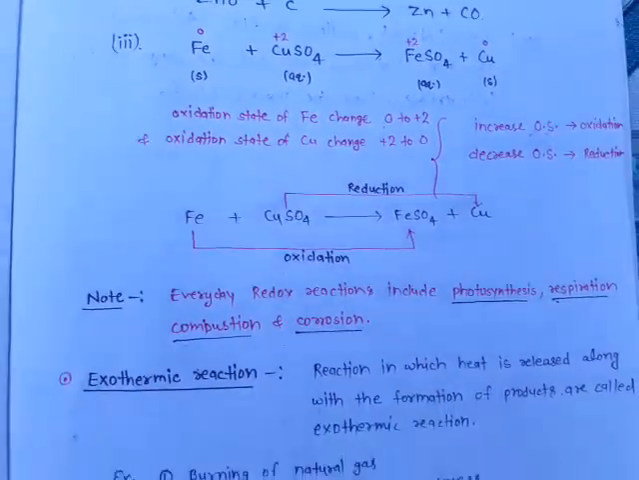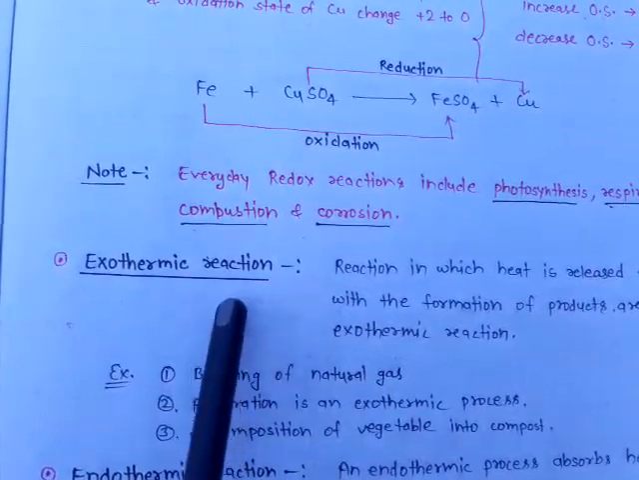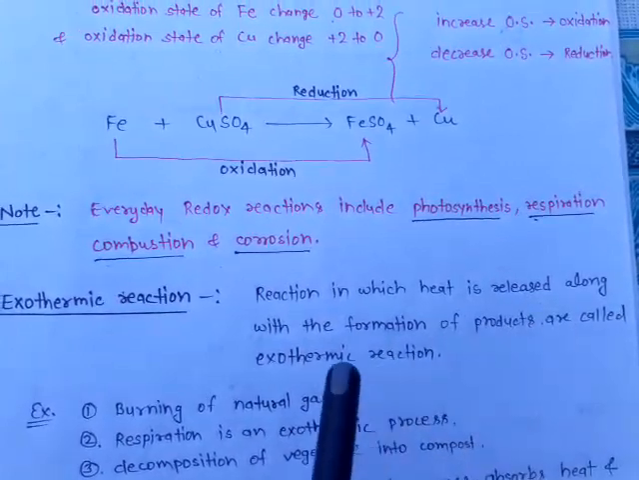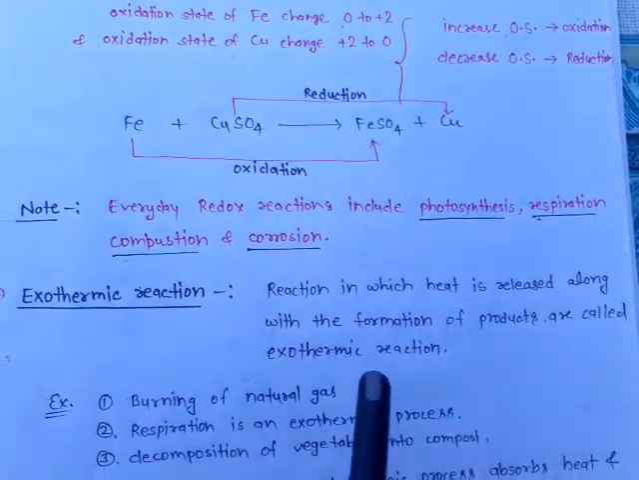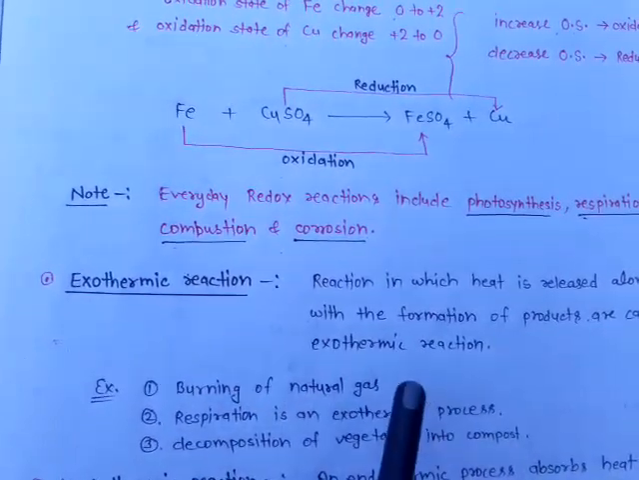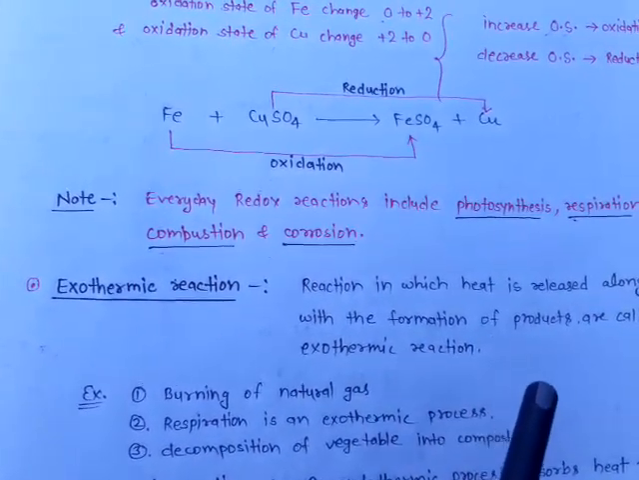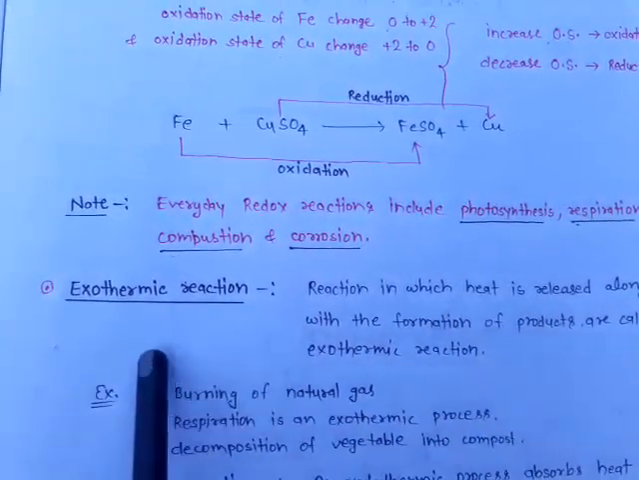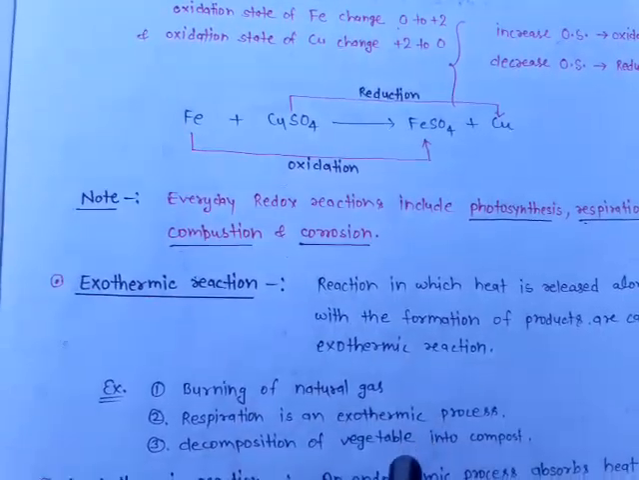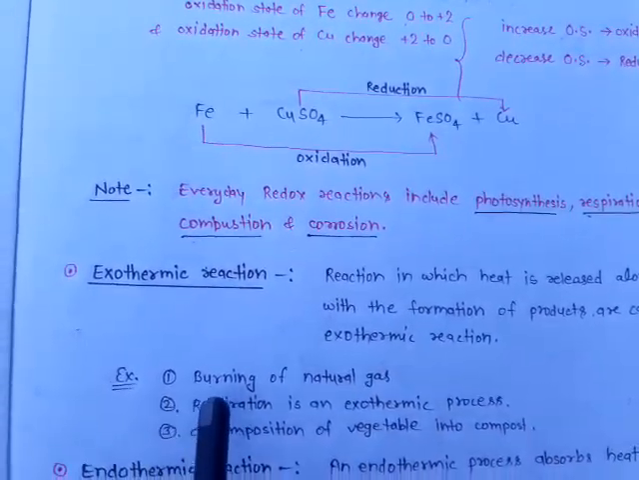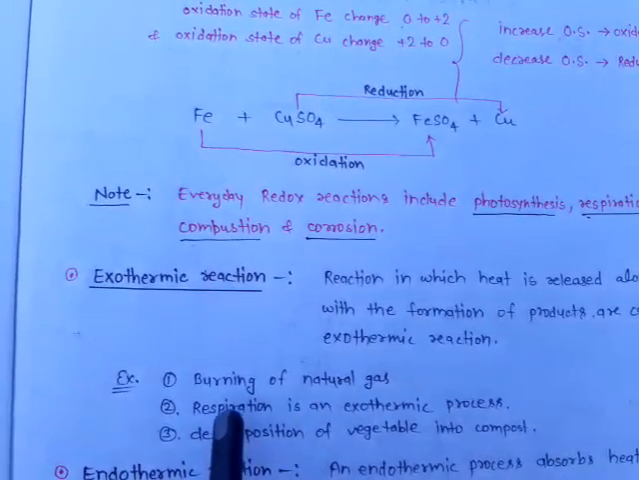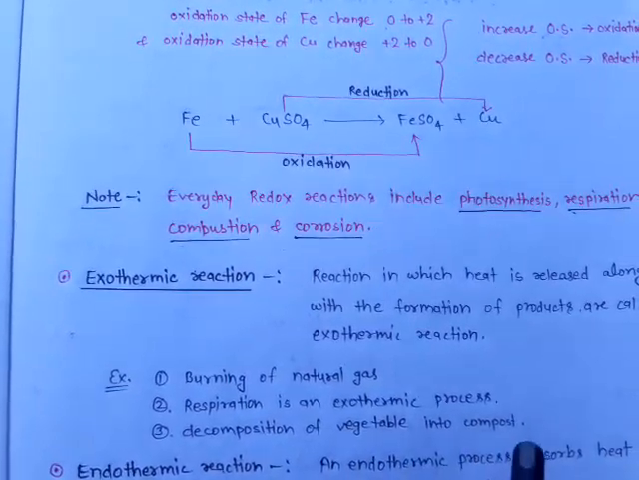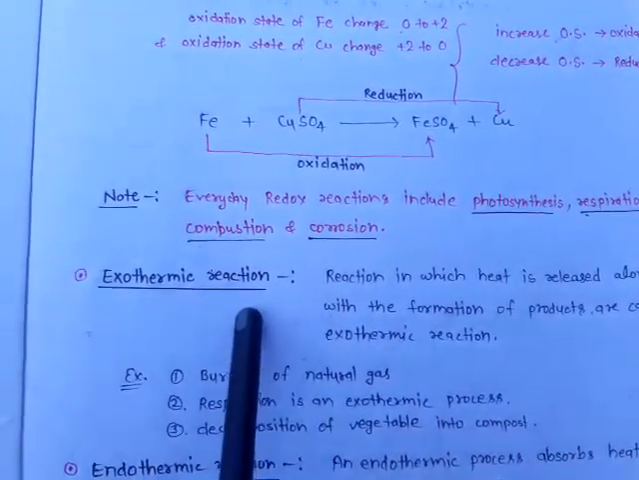Now we move to the next topic, exothermic reaction. What is exothermic reaction? A reaction in which heat is released along with the formation of product is called exothermic reaction. In any type of reaction where heat is also released along with the formation of product, that type of reaction we say is exothermic reaction. Examples of exothermic reaction are burning of natural gas, respiration is an exothermic process, and decomposition of vegetable matter into compost.